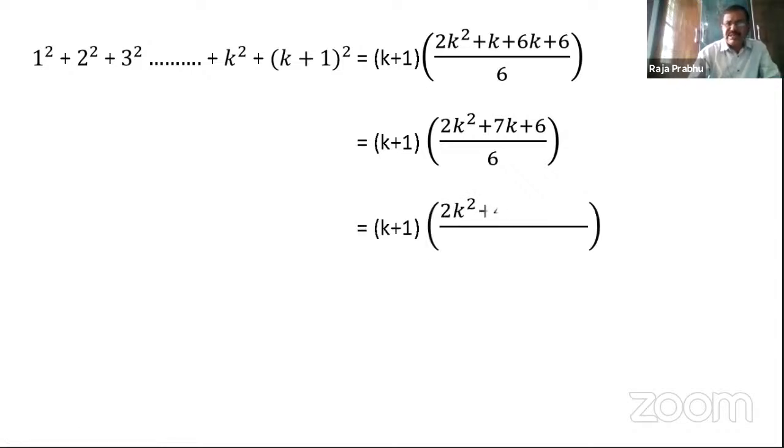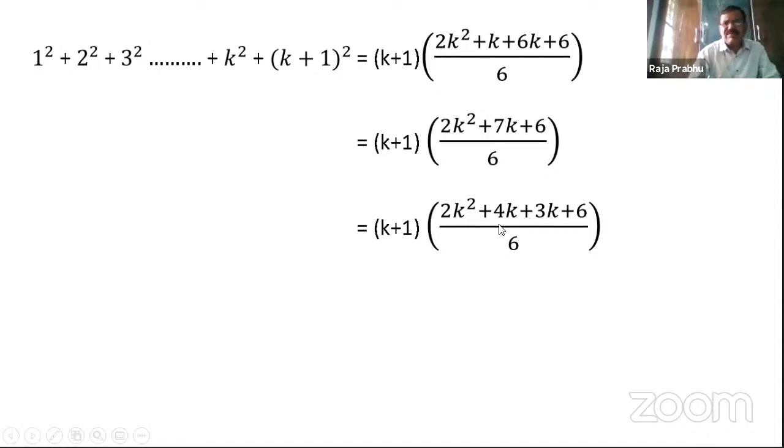Okay, children, 2k square plus 7k can be written as 4k plus 3k plus 6. Now these three terms are written into 4 terms. Okay, that is for the process of factorization.